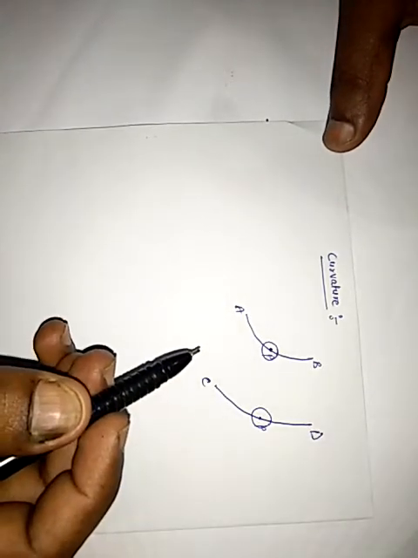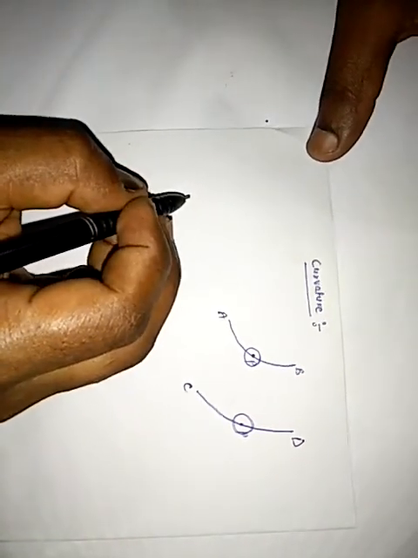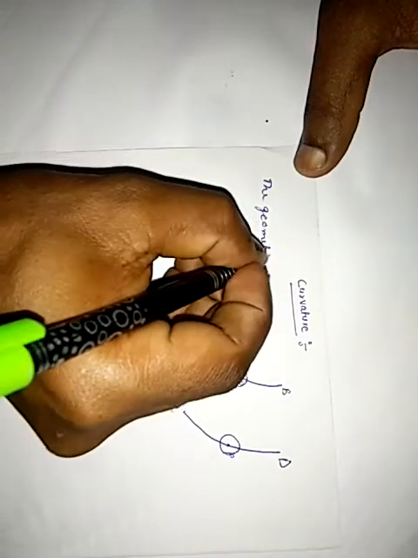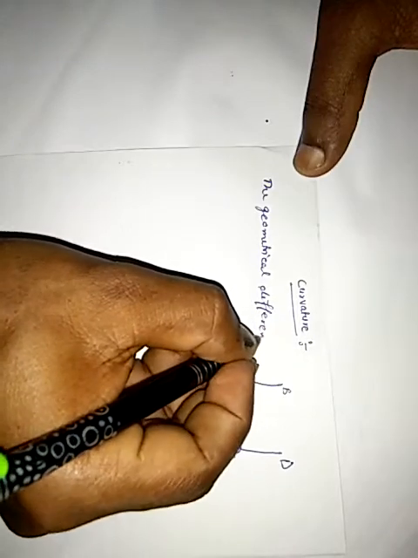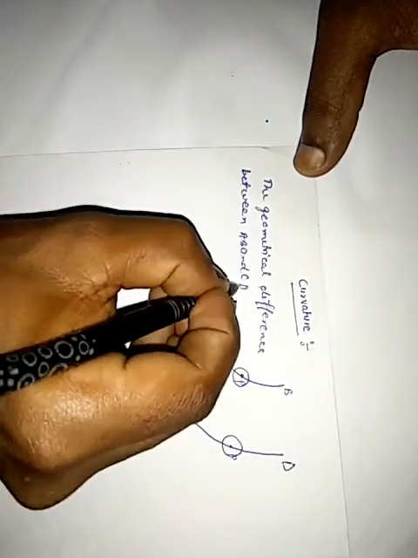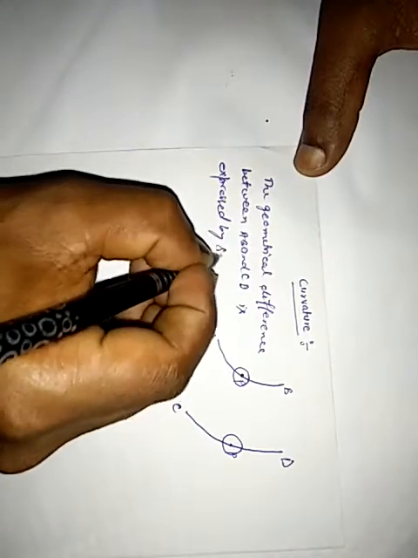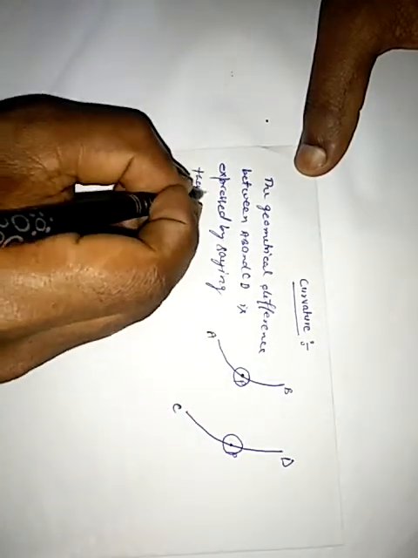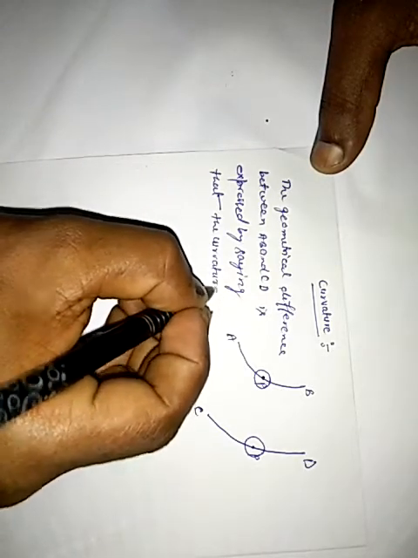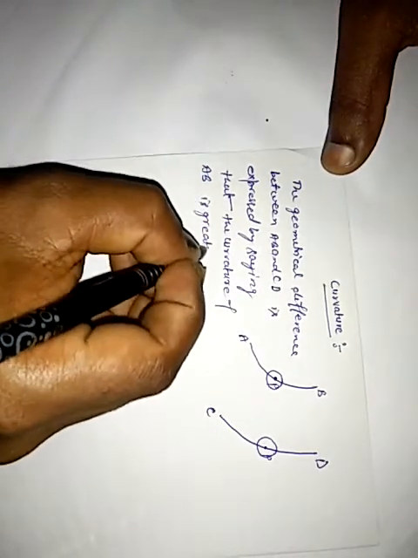What do we mean? In this case, the geometrical difference between AB and CD is expressed by saying that the curvature of AB is greater than that of CD.